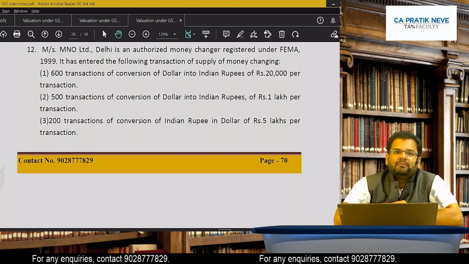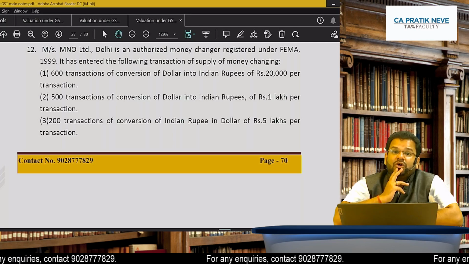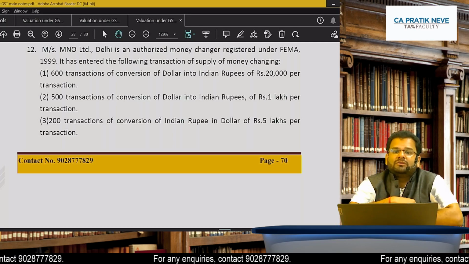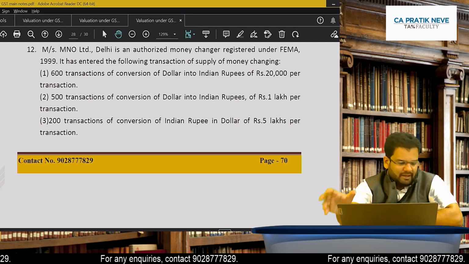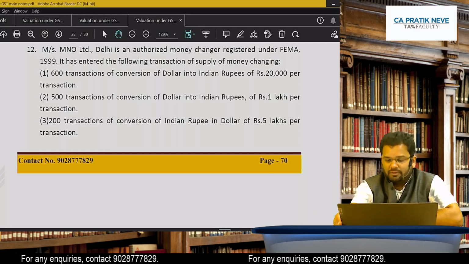Got it. So in short, actual policy component is only 20. So GST will be only on 20. Agreed? Vansh, did you understand? Yes. Very good. Very good.